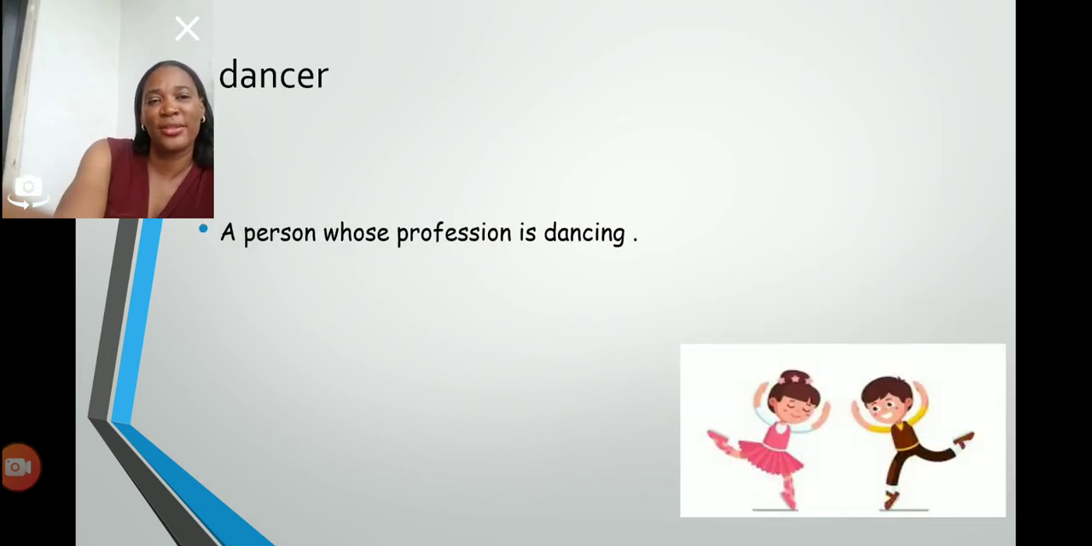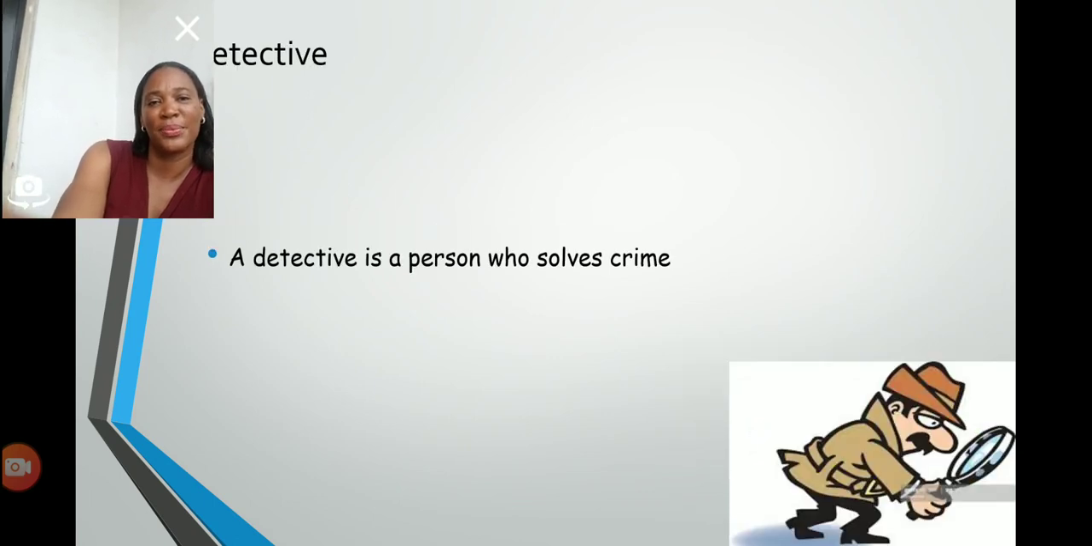A dancer. A person whose profession is dancing is called a dancer. And dancer is spelled D-A-N-C-E-R. And a dancer is one whose profession is dancing.